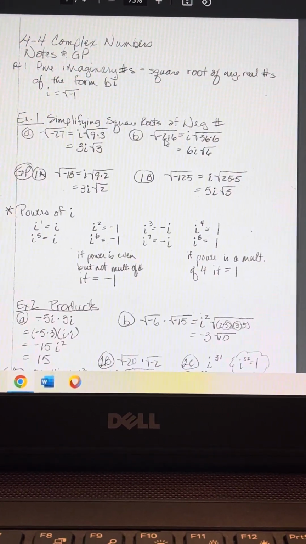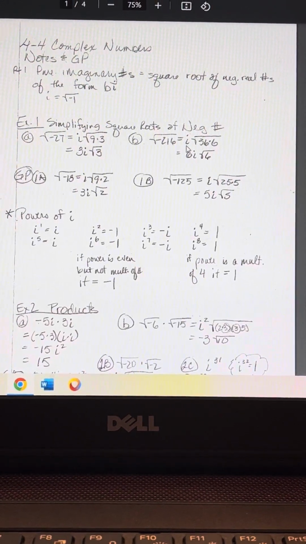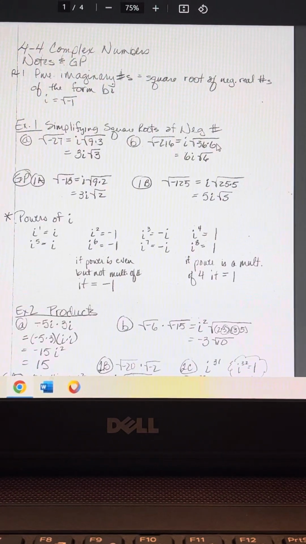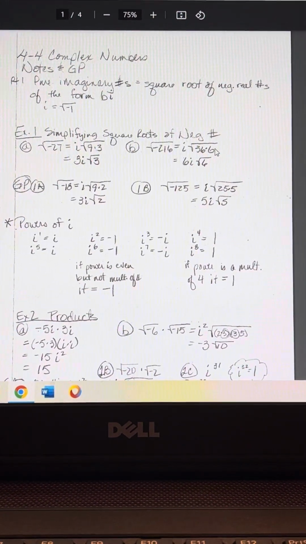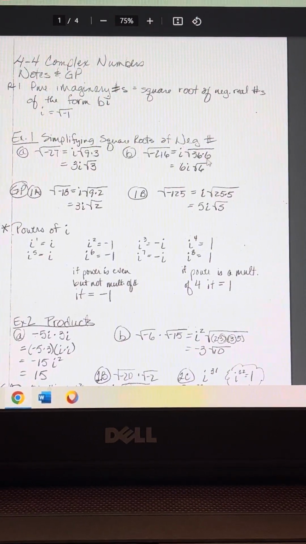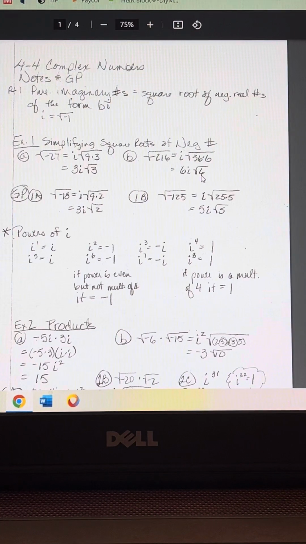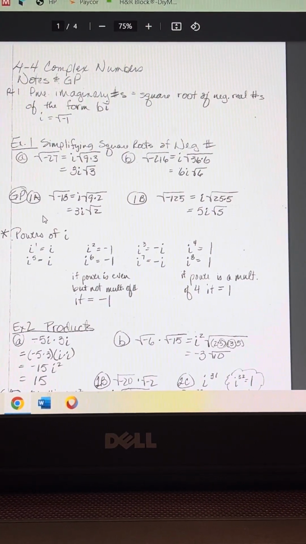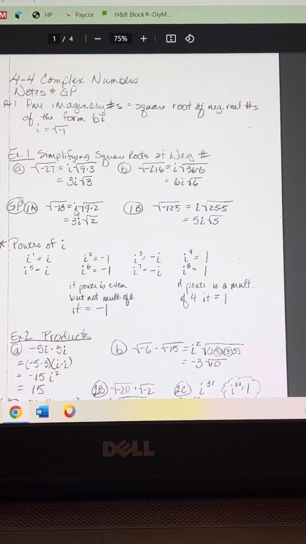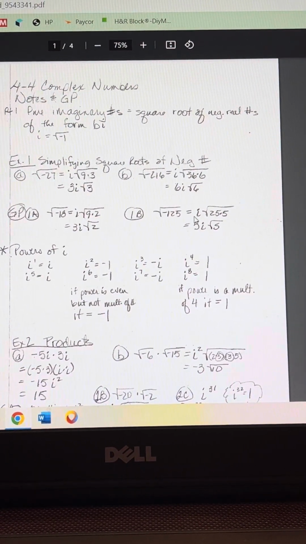Okay? Negative 216. The negative says, ooh, I'm going to have an i in front. 36 times 6. Sometimes you have to do some prime factorization to find out numbers you need. Okay? The square root of 36 is 6, so 6i times the square root of 6. Guided practice, negative 18 means I'm going to have an i in front. Okay, negative 125 means I'm going to have an i in front.